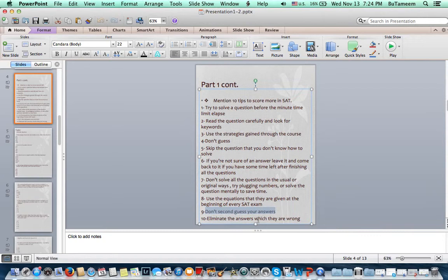Eliminate the answers which are wrong. If you don't know how to solve a question and you're stuck, and you don't know what strategies are needed for solving that question, try to eliminate the unusual answers. There might be 2 or 3 answers that are not usual or far from the right answer.